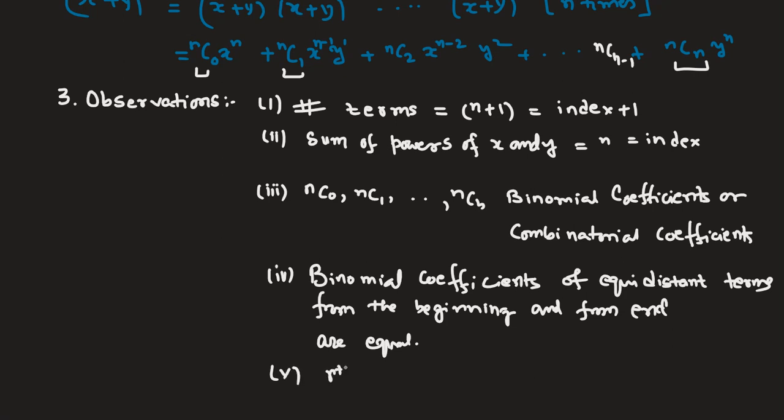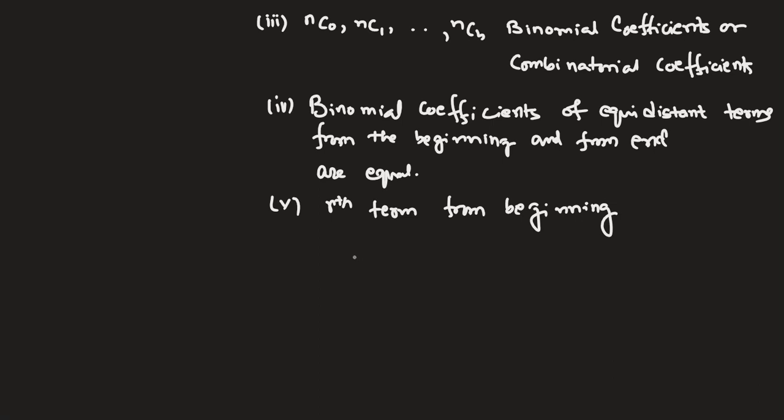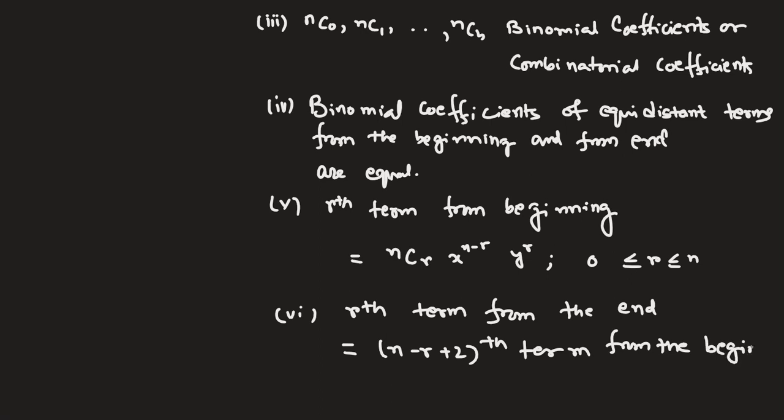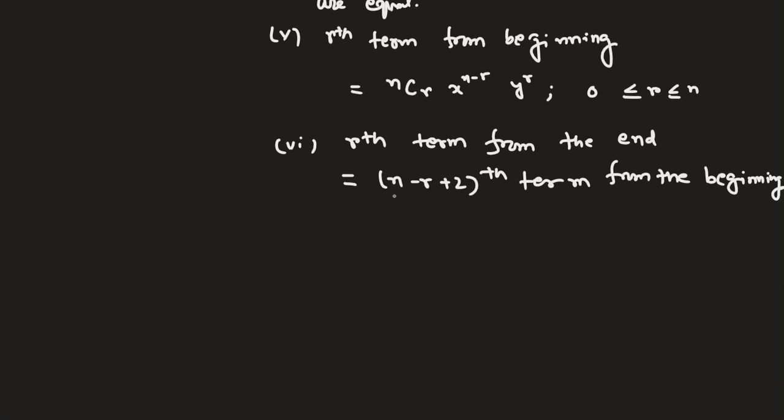Now the rth term from the beginning is equal to nCr x^(n-r) y^r, where 0 is less than or equal to r, less than or equal to n. The rth term from the end is equal to the (n-r+2)th term from the beginning. How did we get this result? Now the proof of this result is very simple. Proof of 6.